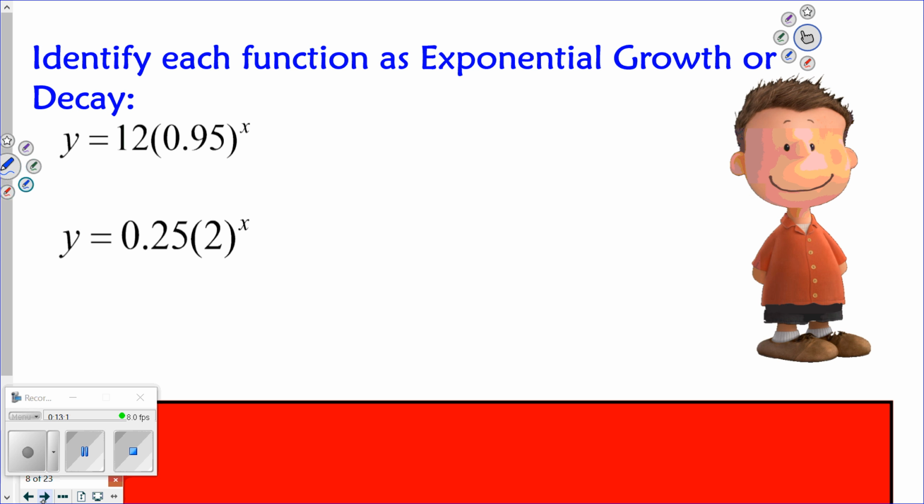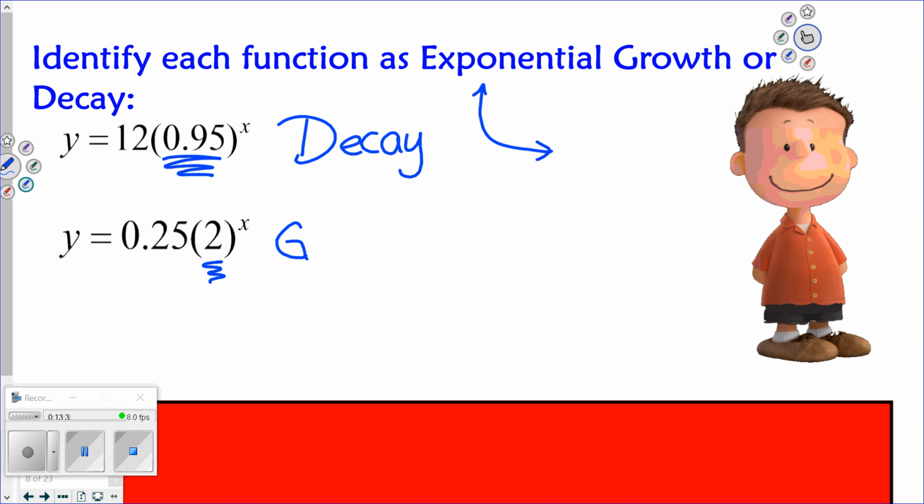Okay. So identify whether it's growth or decay. So the very first one, my b value is between 0 and 1, so this is going to be decay. So if you would graph this, it would be going this direction, right? From left to right, it'd slope down. And then this one, that's going to be growth because my b value is bigger than 1. That's growth. So your graph's going to look more like that one, from left to right, going up.